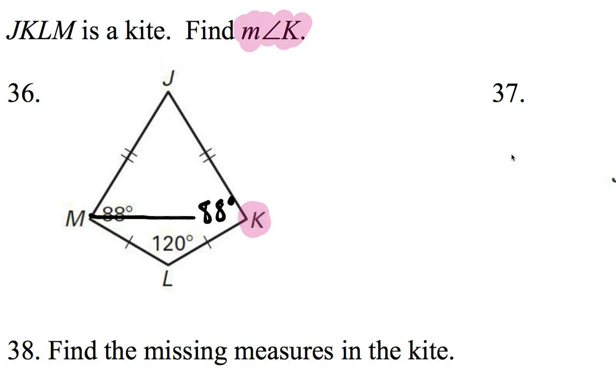Basically, we have two isosceles triangles. So these base angles are the same, and these base angles are the same. So that means the sum of these two has to be the sum of these two. So they both have to be 88.